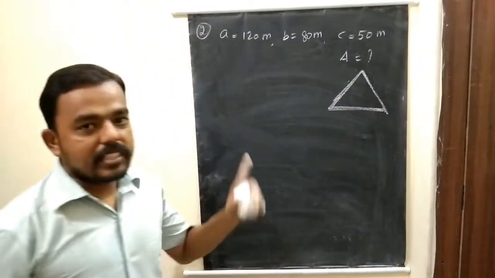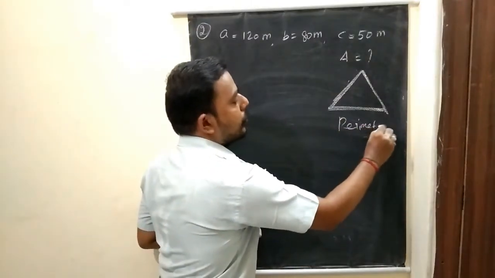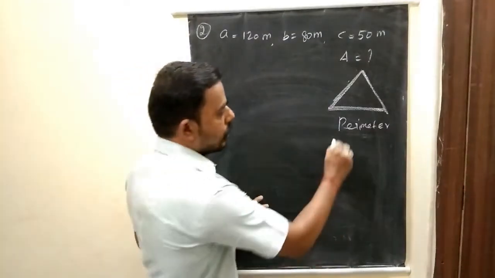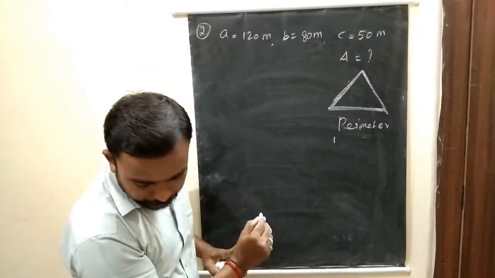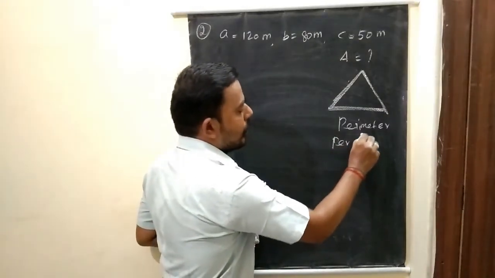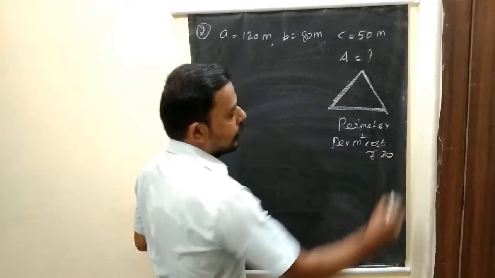Okay, so this is the perimeter of the triangle. For that, the cost is ₹20 per meter. So per meter cost is ₹20. This is given.